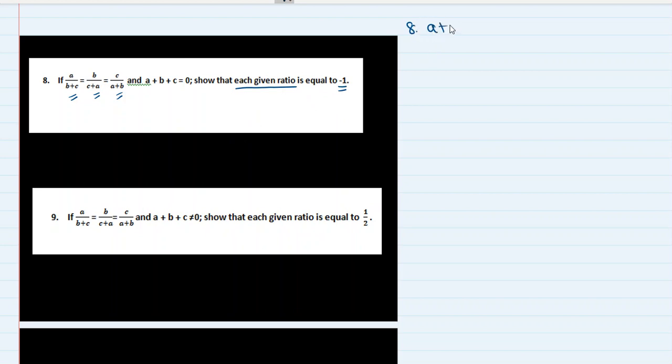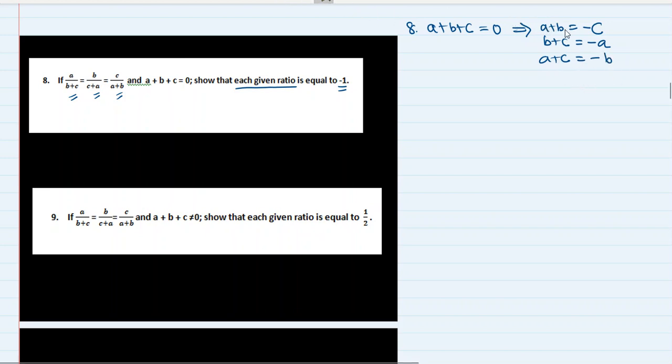See, A plus B plus C being 0 means that A plus B is equal to minus C, or B plus C is equal to minus A, or A plus C is equal to minus B. Right? We got the values of A plus B, B plus C and A plus C. Now you must be wondering, why did we find these values? You will understand. See, the first ratio is A by B plus C. In the place of B plus C in the denominator, can I write minus A? So this becomes minus 1.